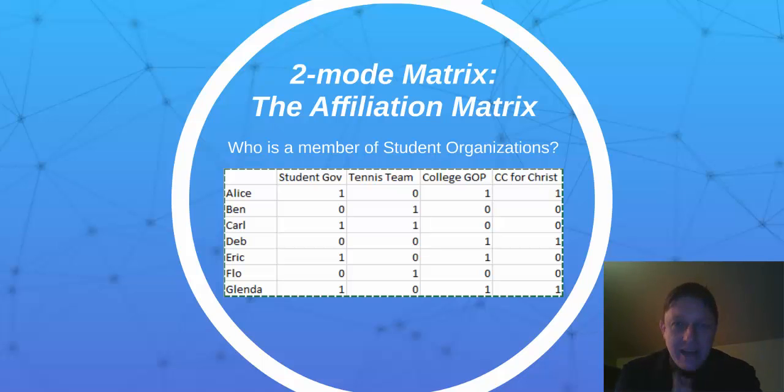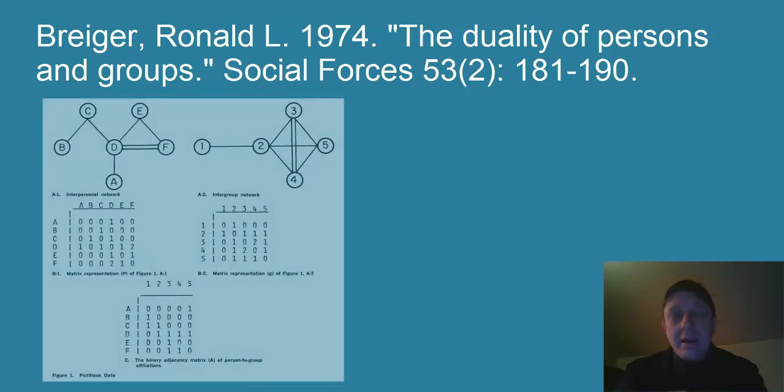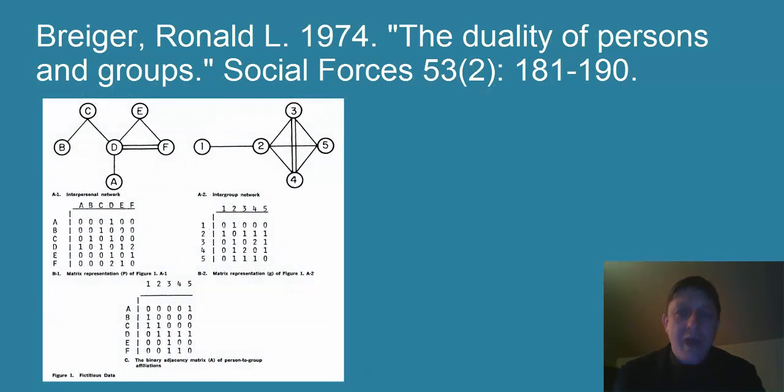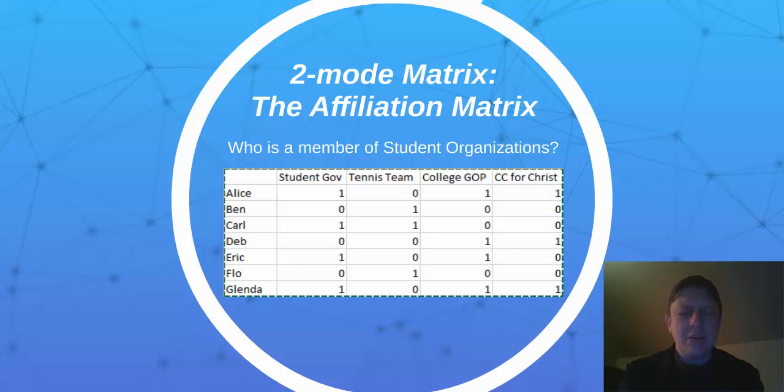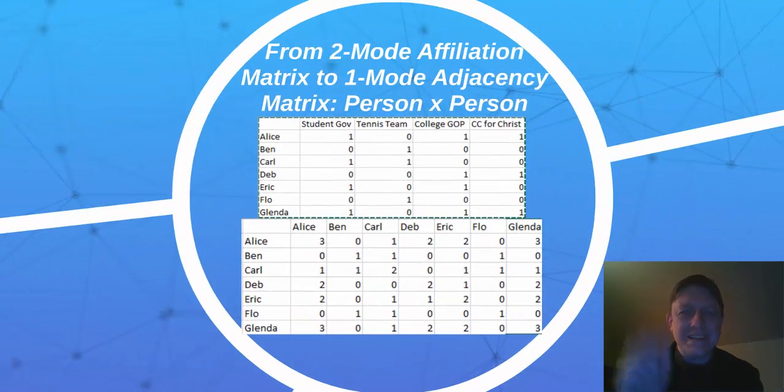And the reason I get really excited about this is because Ron Breiger, in 1974, Social Forces, The Duality of Persons and Groups, wrote an article that talks about taking this 2-mode information and thinking about it, and thinking about it to make 1-mode networks from the 2-mode data. Let's talk about that concretely, okay, using this example.